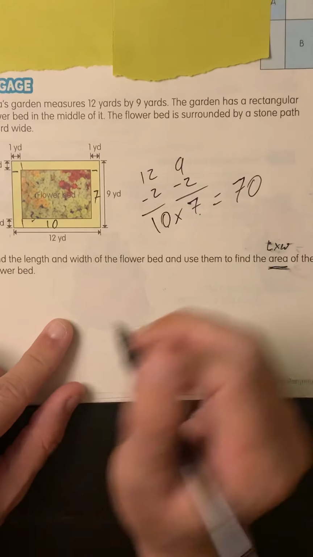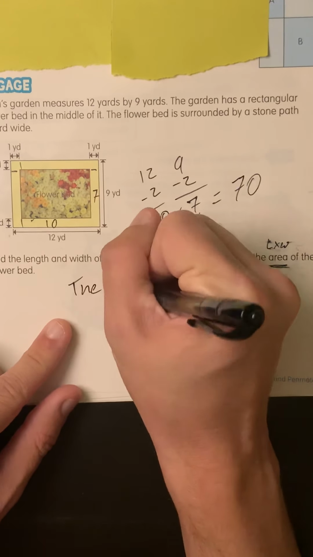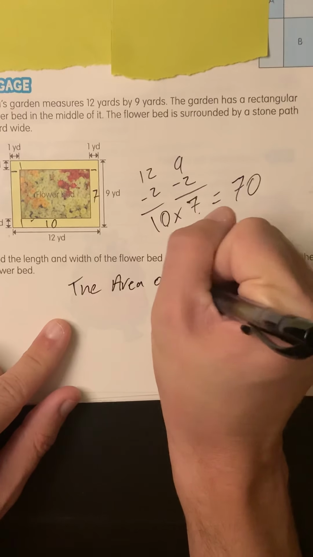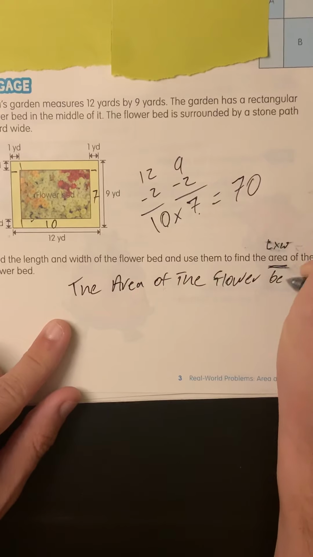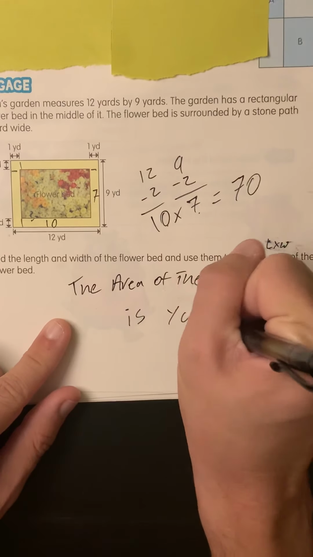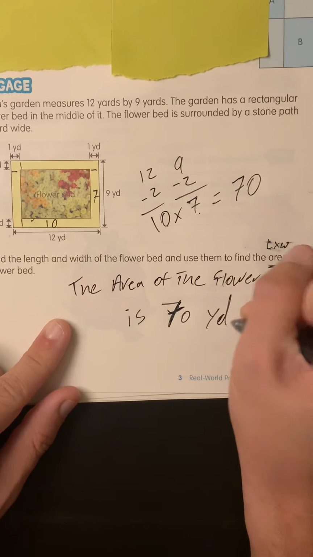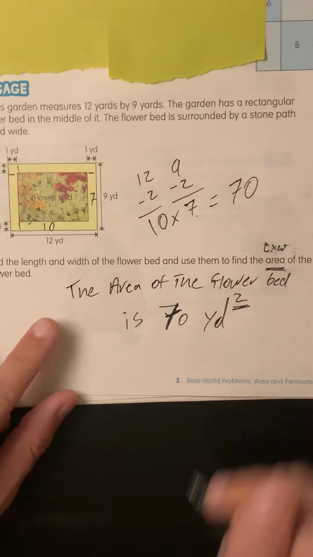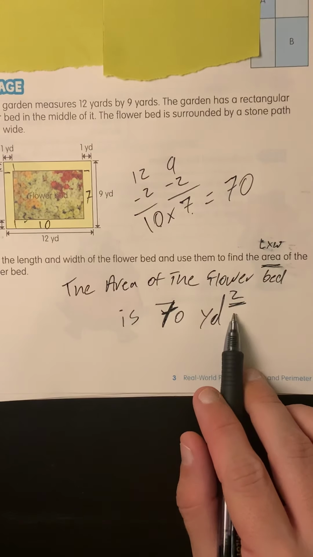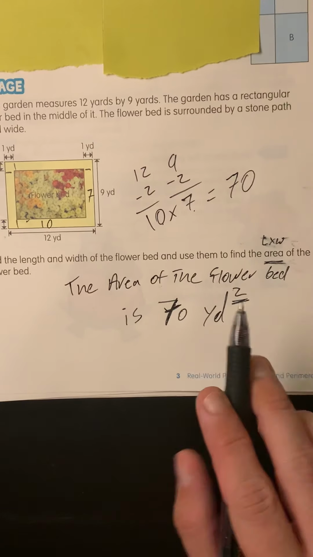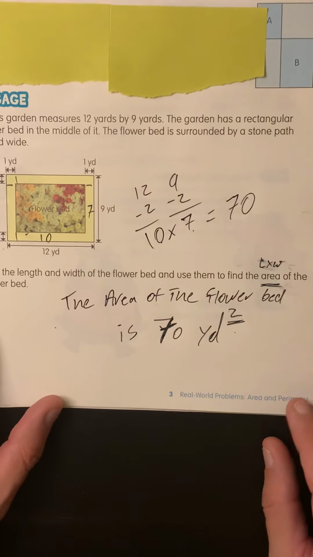Because this is a word problem, I want to write my answer as a full, complete sentence. The area of the flower bed is 70 yards squared. Anytime we find an area, we put that little 2 behind to say that it is squared. So the area of the flower bed in our first problem is 70 square yards.